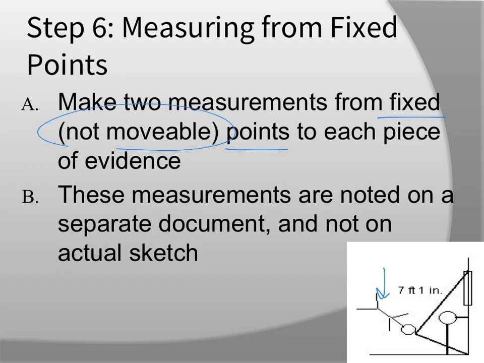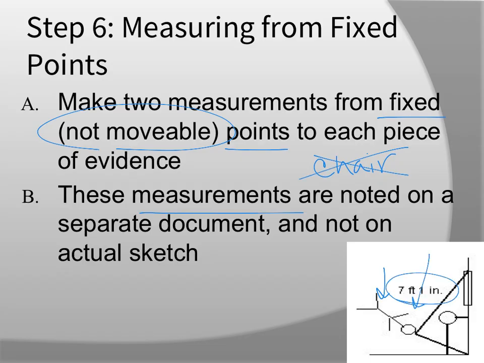So fixed points means that it's something that's not movable. It could be a wall, it could be a chair, it could be a cabinet, it could be something that's essentially not able to be moved. So a chair would not count as a fixed object unless it is bolted into the ground. Or let's say a table could not be a fixed object unless it is extremely heavy and would be difficult to move.